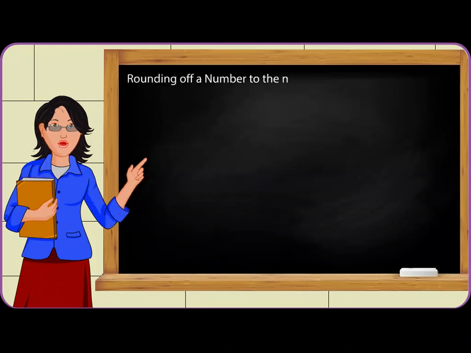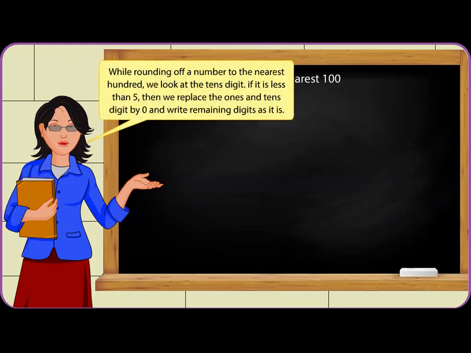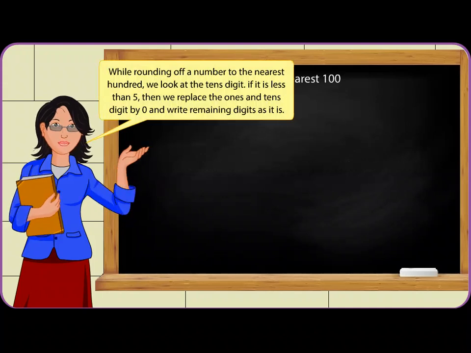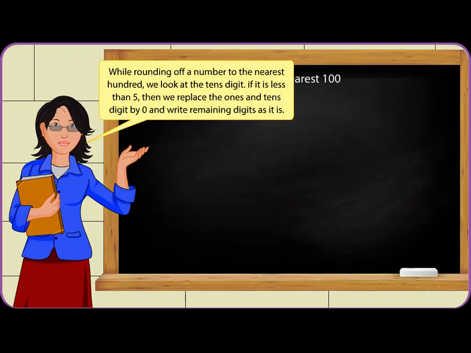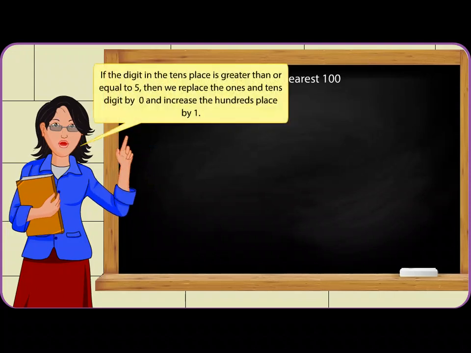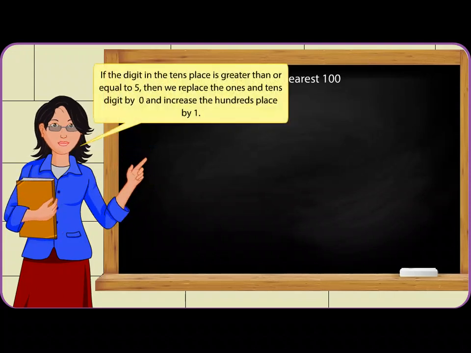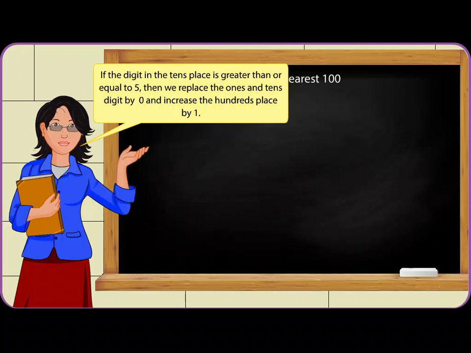Rounding off a number to the nearest 100. While rounding off a number to the nearest 100, we look at the tens digit. If it is less than 5, then we replace the ones and tens digit by 0 and write remaining digits as it is. If the digit in the tens place is greater than or equal to 5, then we replace the ones and tens digit by 0 and increase the hundreds place by 1.